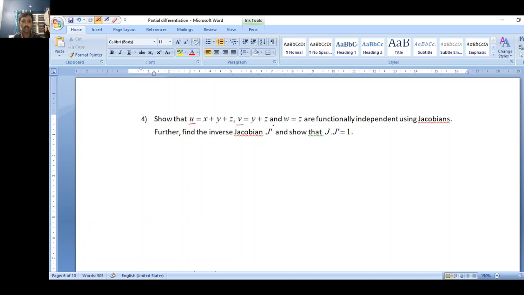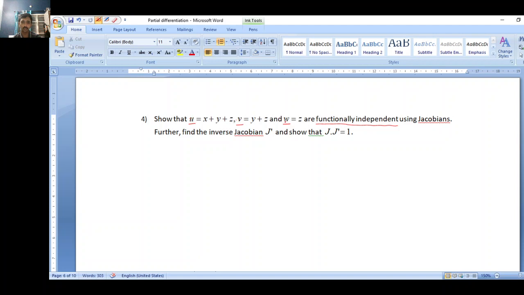Now, before all that, first of all, what do you mean by functional independence? If you remember, in the previous session we have discussed this. So when we say functional independence, it means that the three variables, as you can see here, of course, it could be two variables or three variables or any number of variables. In this problem, we have u, v, and w. So when you say that they are functionally independent, it means that you will not be able to express u in terms of v and w, or v in terms of u and w, or w in terms of u and v. That's exactly what we mean by functional independence.